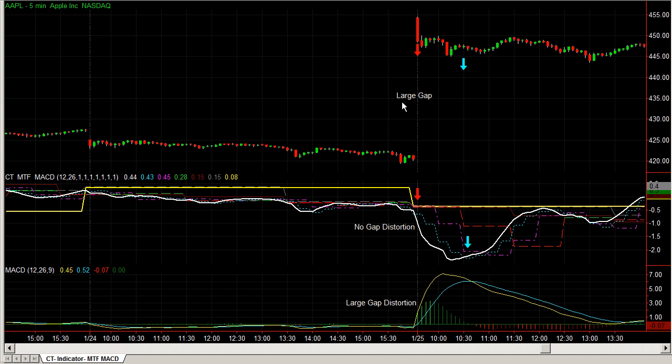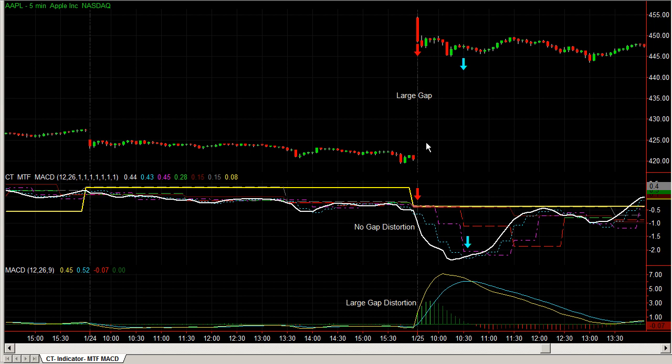Here's a good example where it shows how our MACD eliminates the gap distortion. So this is a very big gap, and basically it jumped up like this. Now the normal MACD shows that that's a very strong up move. Well, you can't do anything about the gap. Most people don't trade the gap.